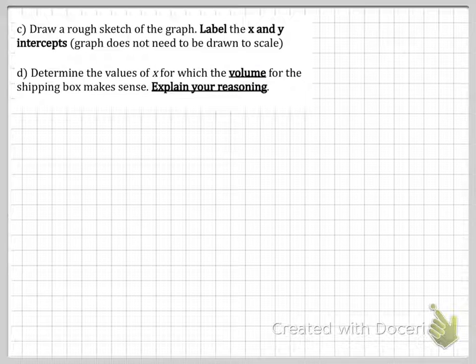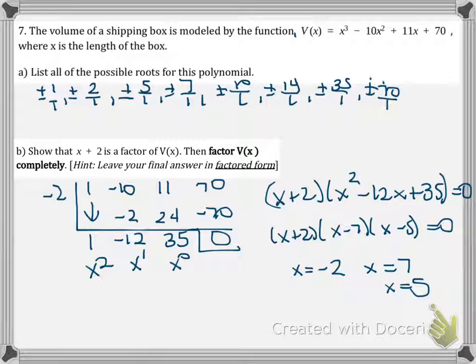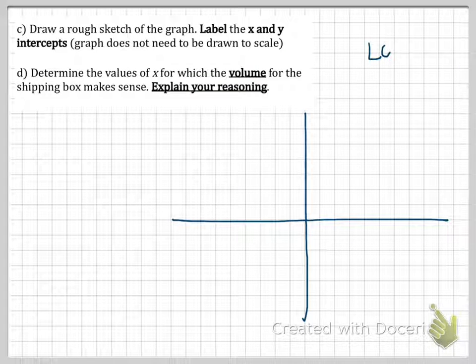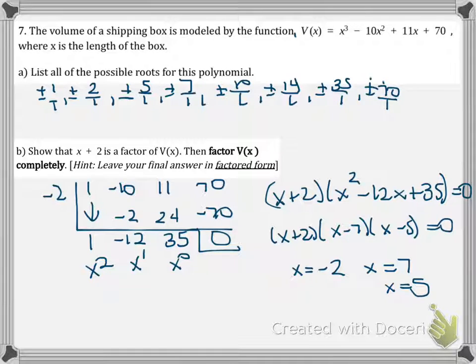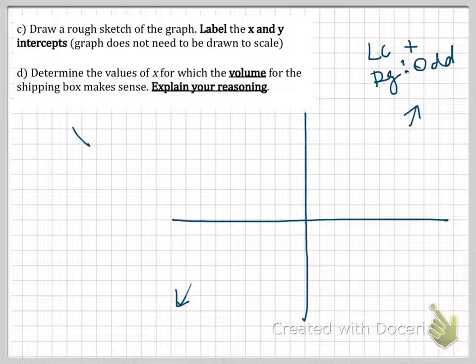So we're going to draw a rough sketch of the graph. We're going to label the x and y intercepts, and the graph does not need to be drawn to scale. So basically we just need a sketch. So the degree of our polynomial is x cubed. We know that the leading coefficient is positive. Our degree is odd. So therefore, we know that the ends go in opposite directions: up on the right and down on the left. Our intercepts are at x equals negative 2, 5, and 7.